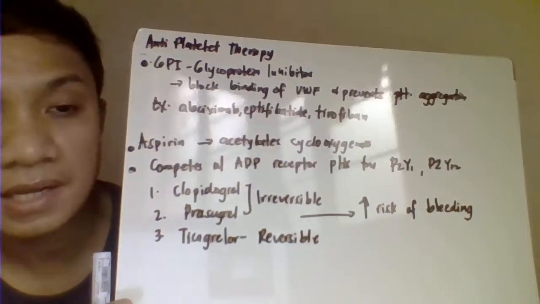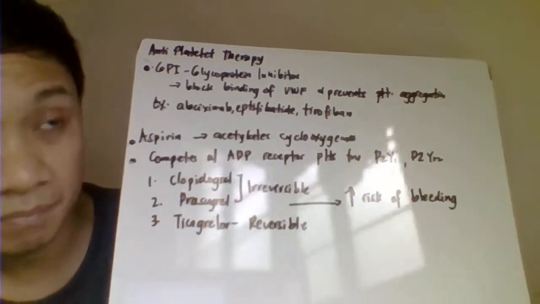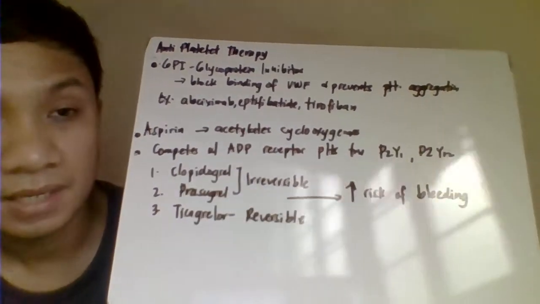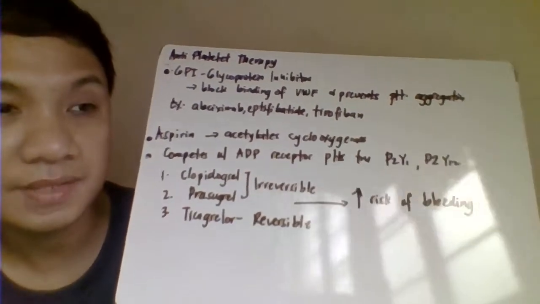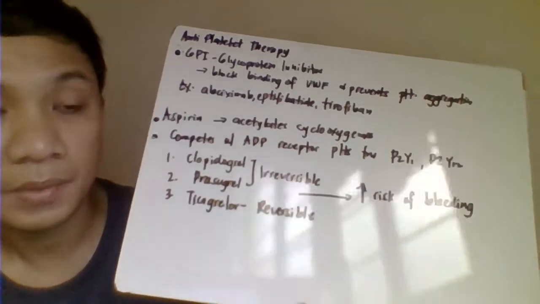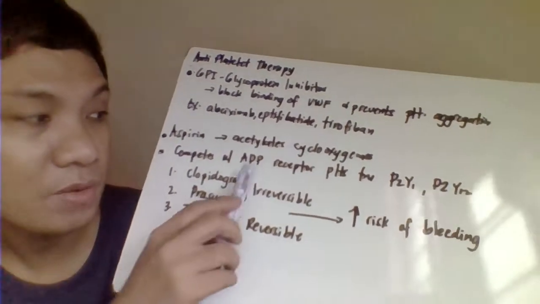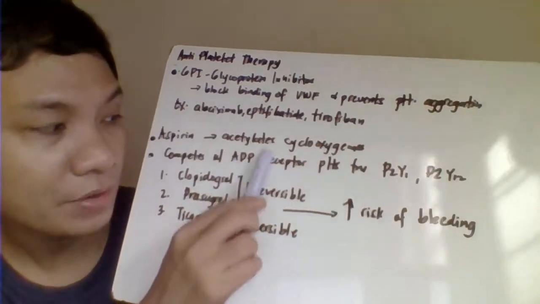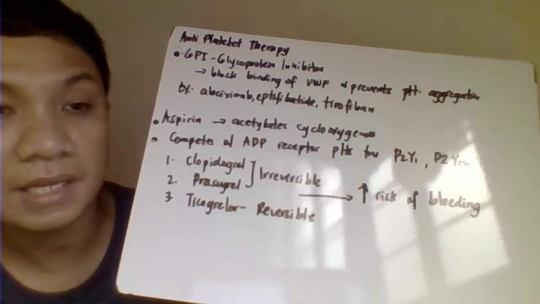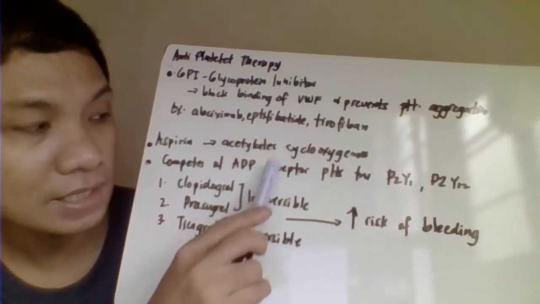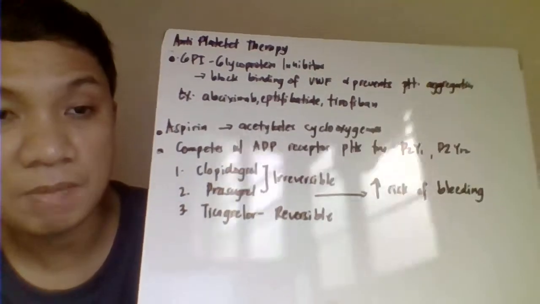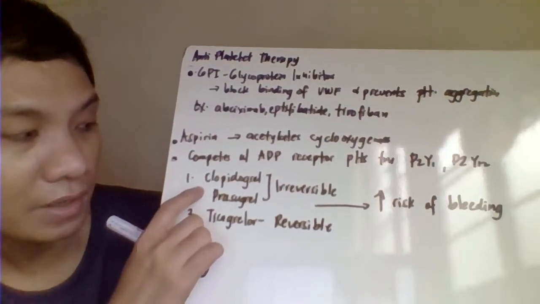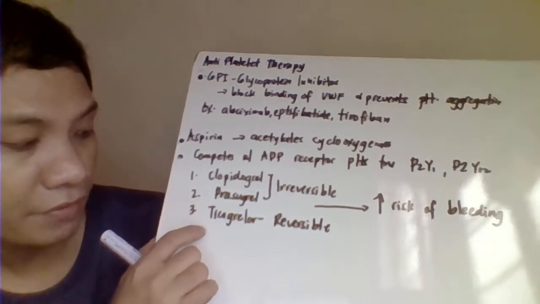Another one, some of your drugs try to compete with the receptor of your agonist. Specifically, they compete with the seven-transmembrane receptor of your ADP, which is your P2Y1 and P2Y12. So with these drugs, again, your ADP is your agonist needed for platelet aggregation. So they compete with our ADP and therefore prevent your platelets from undergoing aggregation. Examples for that, we have clopidogrel, prasugrel, and we have your ticagrelor.